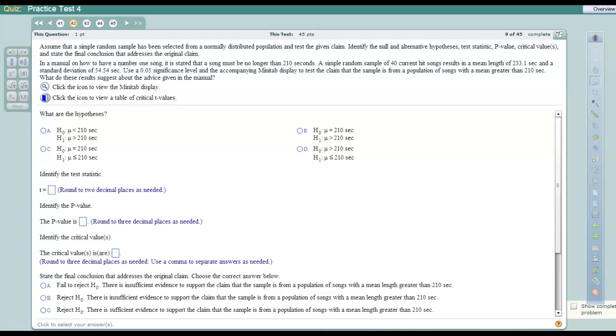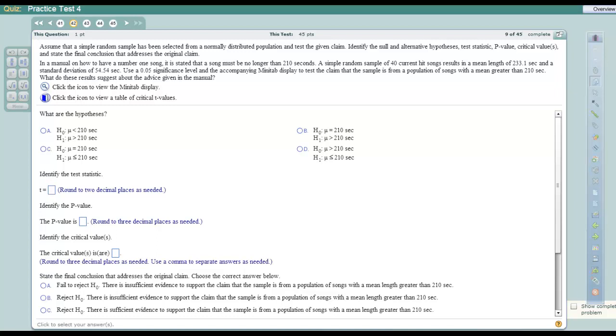Let's look at this one. Assume that a simple random sample has been selected from a normally distributed population and test the given claim. In a manual on how to have a number one song, it is stated that a song must be no longer than 210 seconds. A simple random sample of 40 current hit songs results in a mean length of 233.1 seconds and a standard deviation of 54.54 seconds. Use a 0.05 significance level and the accompanying Minitab display to test the claim that the sample is from a population of songs with a mean greater than 210 seconds.